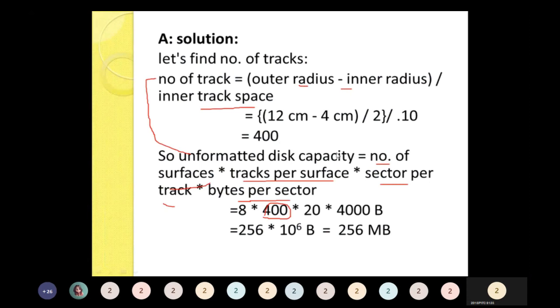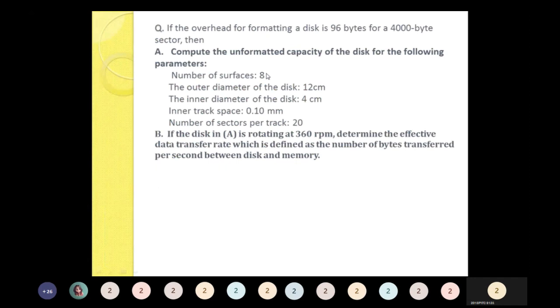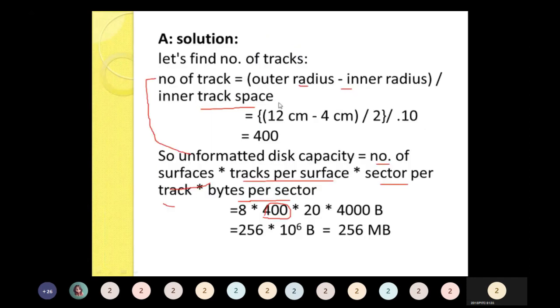Okay, here I am calculating: 2 radius is given, so 2 radius divided by 2, then I divide by the inner track space. I'm getting the answer 400. After applying this data on the formula, the number of surfaces is 8 and the number of tracks per surface is 400.